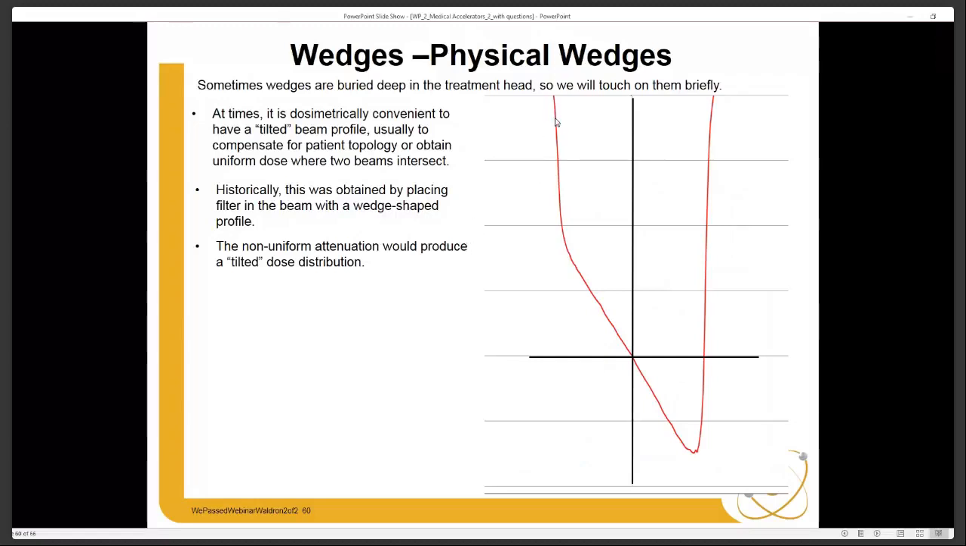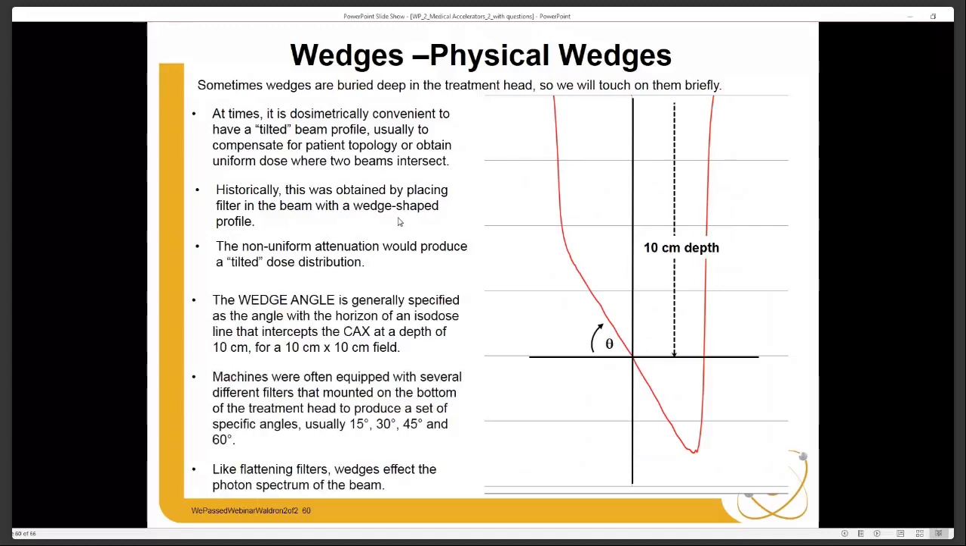So here is a sketch of a single isodose line, and of course the wedge angle is defined as the angle that one of the isodose lines makes as it passes through the central axis at a particular depth, usually 10 centimeters. And so it's this angle here, theta, what we would call the wedge angle for a field for a 10 by 10 at a depth of 10. Typically, machines were equipped with several filters at usually 15, 30, 45, and 60-degree wedge angles.